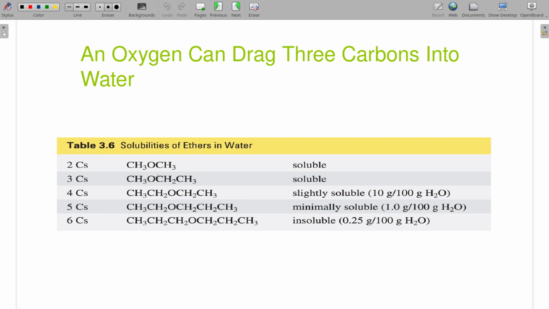And we get a general rule of thumb for many organic compounds. Once you've got to 6 carbons, it almost doesn't matter what else we put onto it. Once it's up to 6 carbons, it's pretty much not going to be soluble in water any longer, or it's going to be drastically reduced in solubility.